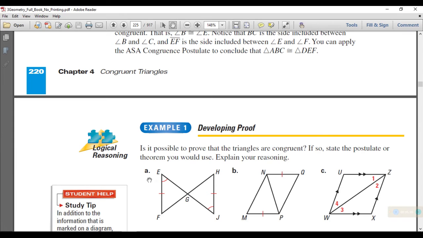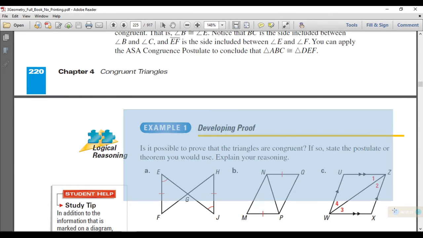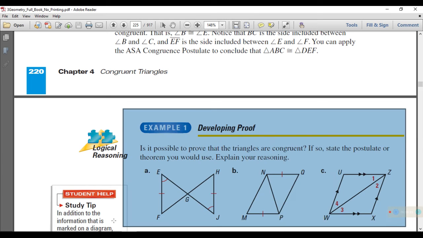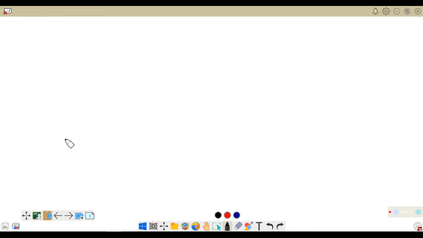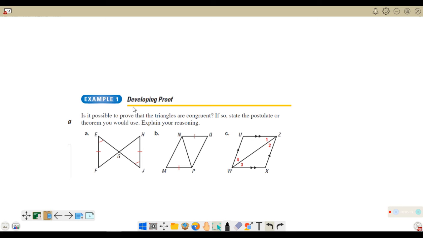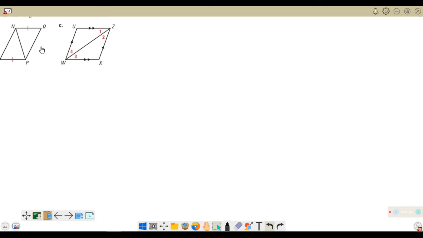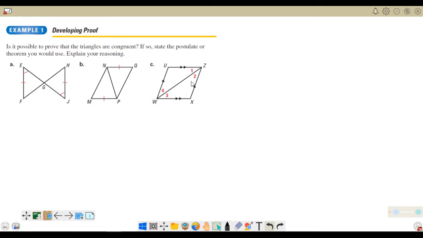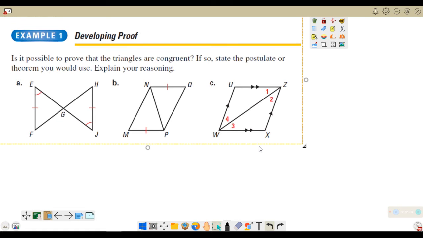So, let's decide. First, it would be better to put this on the viewboard so I can put markings, since I am easily confused with figures. Okay. Let's analyze. Number one.